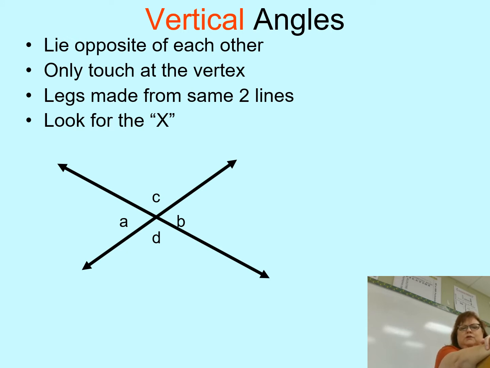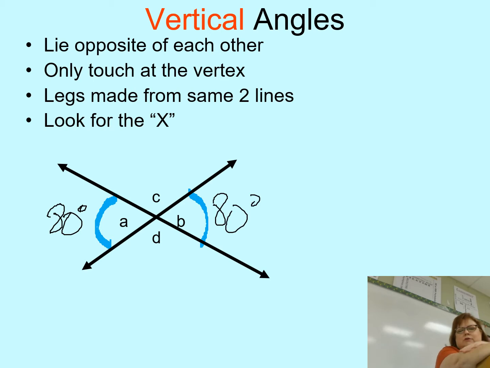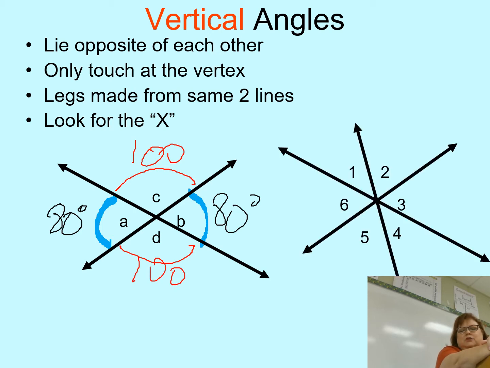What angle is vertical to angle A? It's opposite to A. Vertical to it would be B. And when you have that relationship, what's cool is they match. So if this was 80 degrees for angle A, angle B would be 80 degrees. Vertical angles. And then if C is vertical to D, if this was 100, this would have to match it and be 100. So let's see, what are the matches on this one?